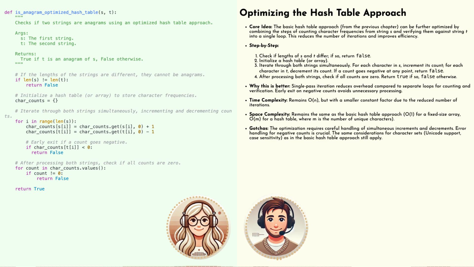It's like we're balancing a checkbook. Exactly. Deposits for the first string. Yes. Withdrawals for the second. And if everything zeroes out at the end, we know they were the same. That's such a good way to put it.